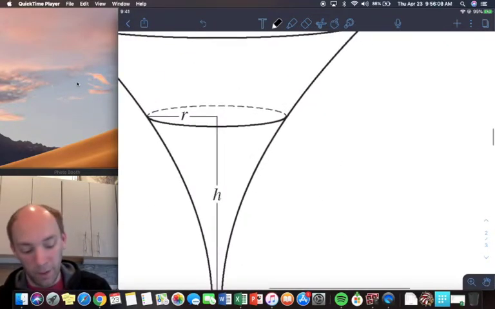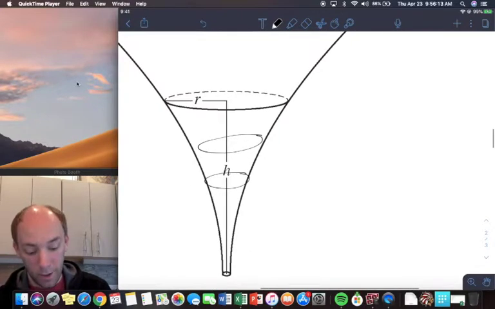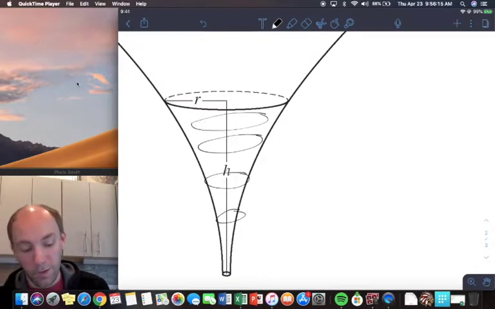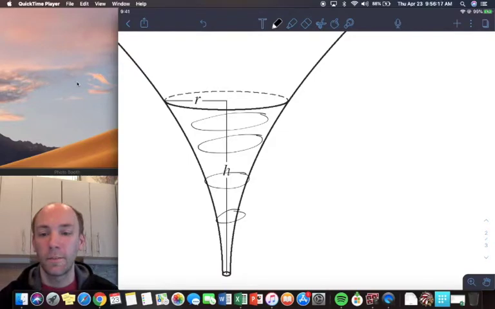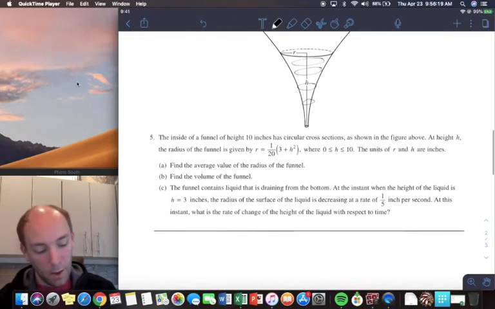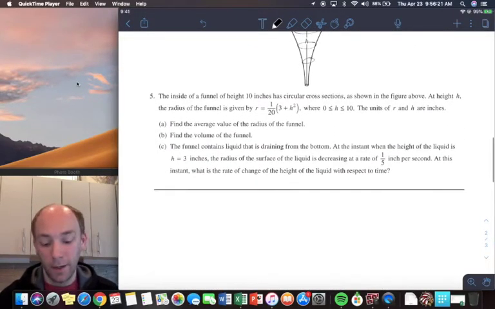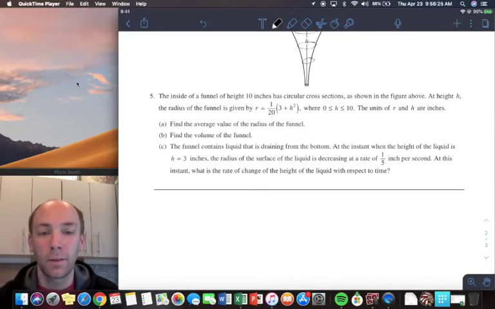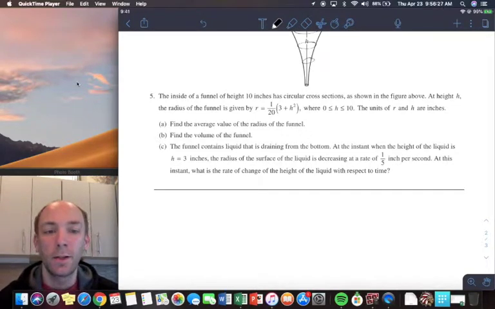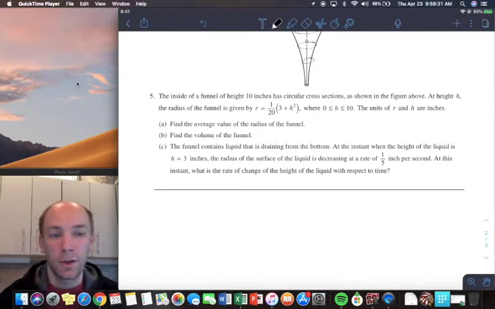That means that if I were to cut this like a loaf of bread, there would be circular cross sections at each of my slices. At height h, the radius of the funnel is given by r equals 1/20 times (3 plus h) squared, where h is between 0 and 10. The units of r and h are inches.